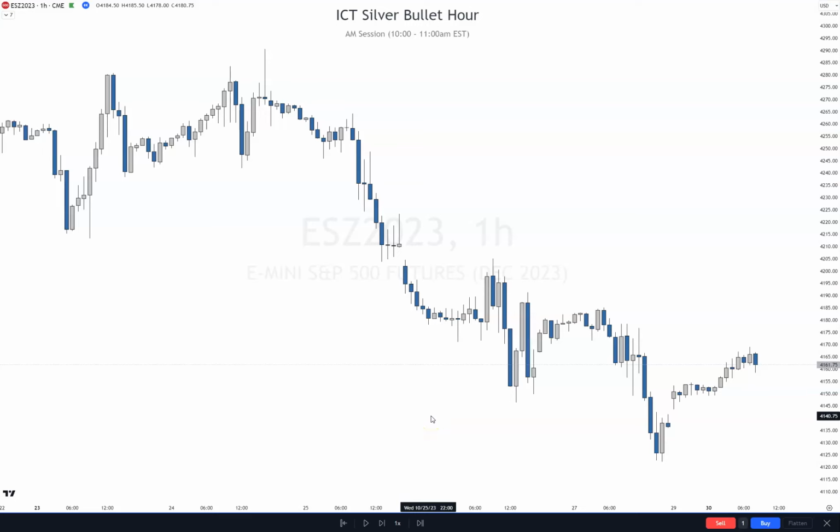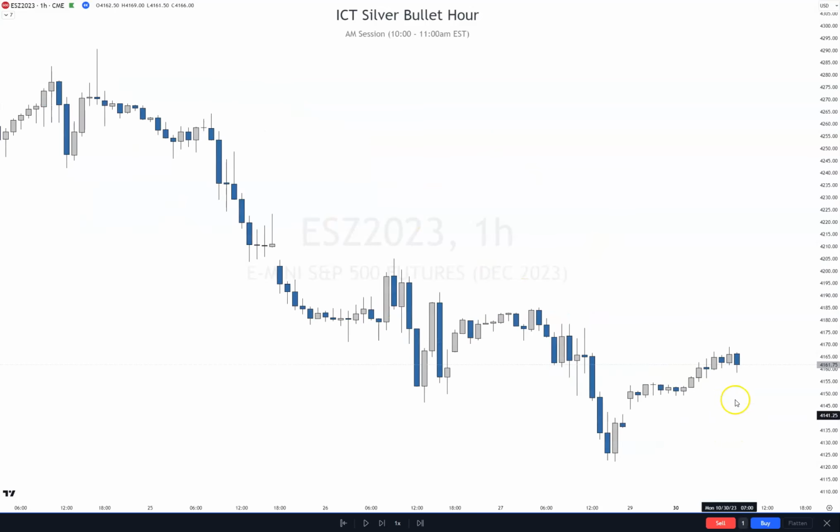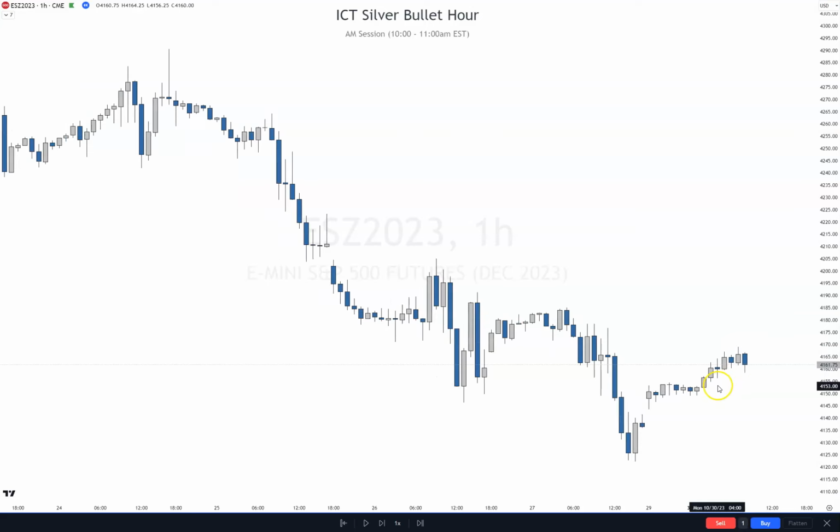Today I want to go over the AM Silver Bullet on Monday, October 30th. So right now we're looking at the 1 hour chart, and I want to take you over to right here. This is where we're at right here, 8 o'clock, and we're going to play 1 hour here.